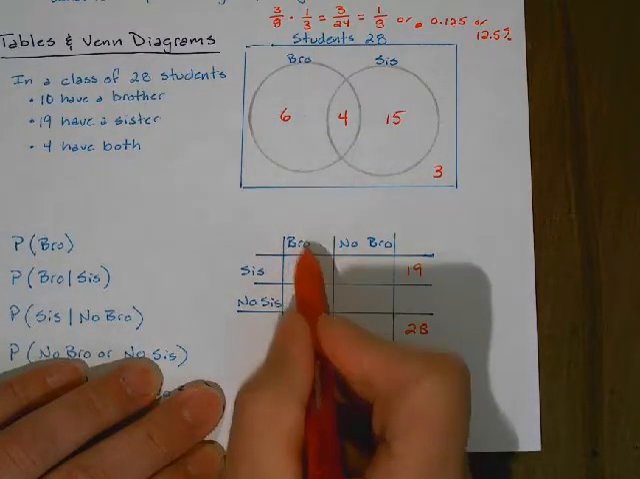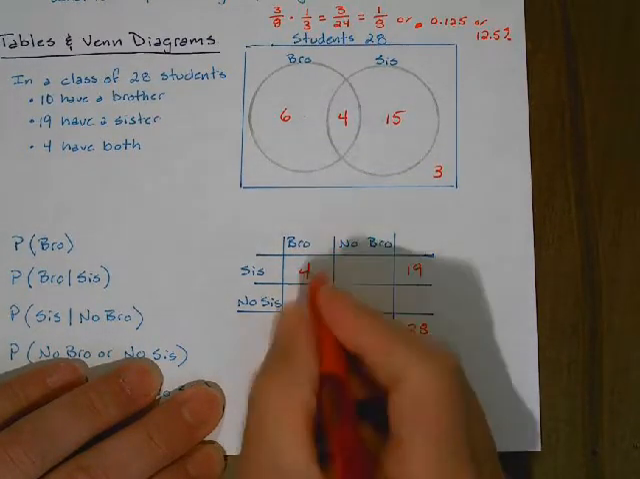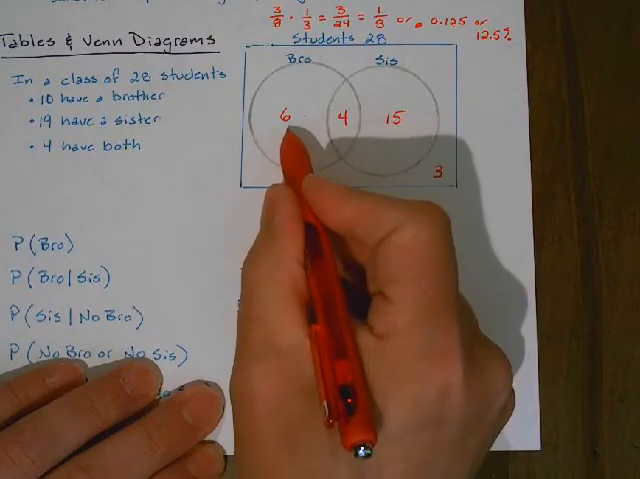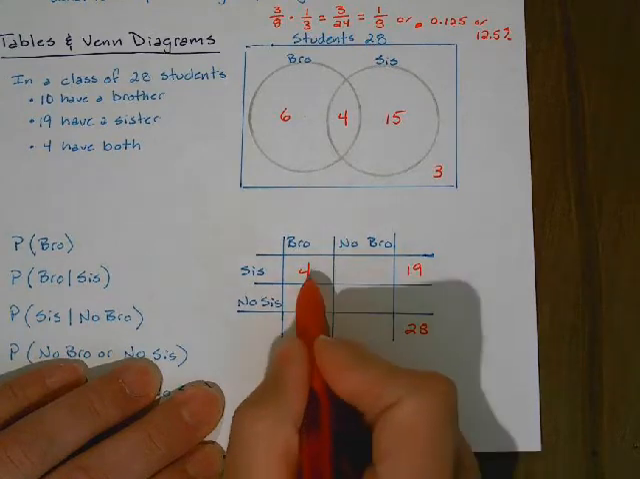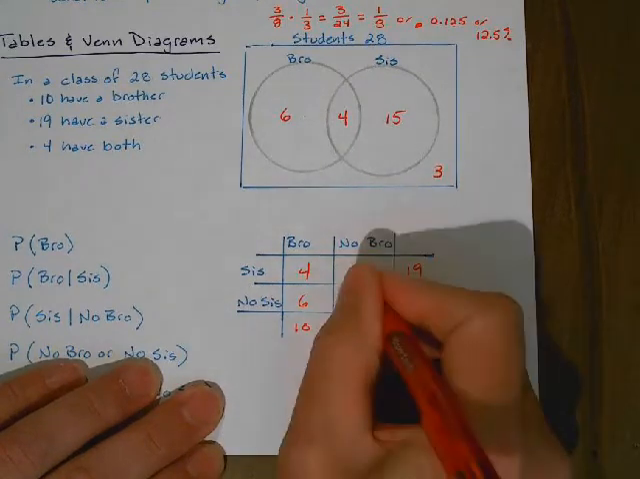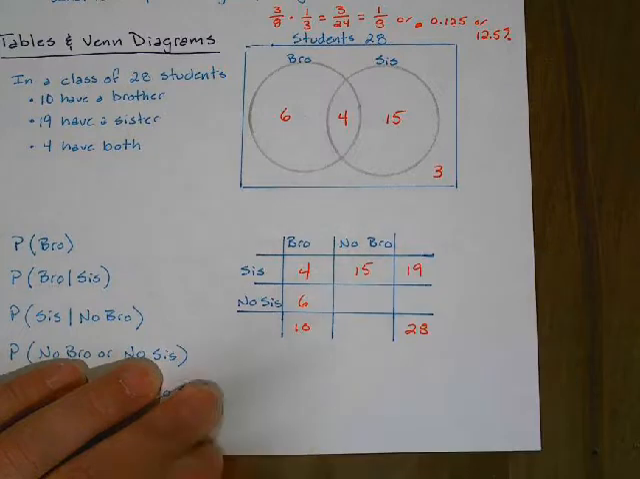And so brother, no sister, they have to add up. That would be 6. So that's this number right here. Brother, but no sister. Over here, sister, but no brother would have to be 15 because 4 plus 15 is 19. Okay, how many don't have a sister?